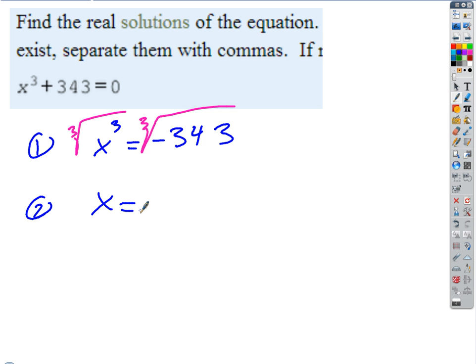Okay, so we get x equals. What is the cube root of negative 343? Okay, it's not i. This is what's different about it. It turns out that you can take a cube root of a negative number. In fact, you can take any odd root of a negative number. You just can't take even roots of negative numbers.